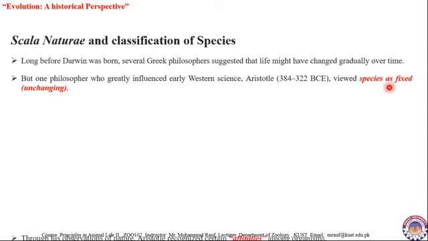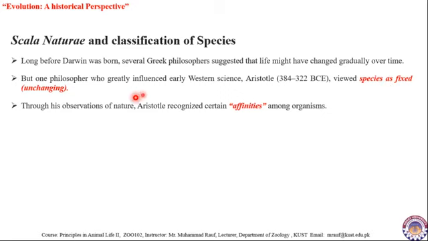Through his observations of nature, Aristotle recognized certain affinities among organisms. He studied living organisms and he identified certain similarities, or certain common features between the living organisms.